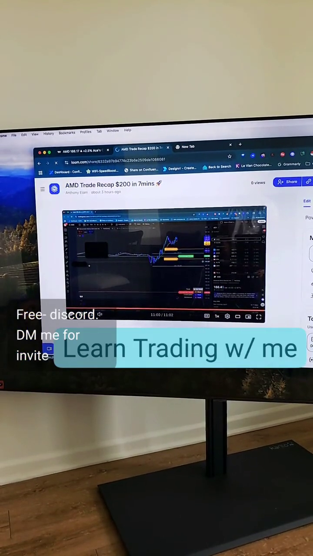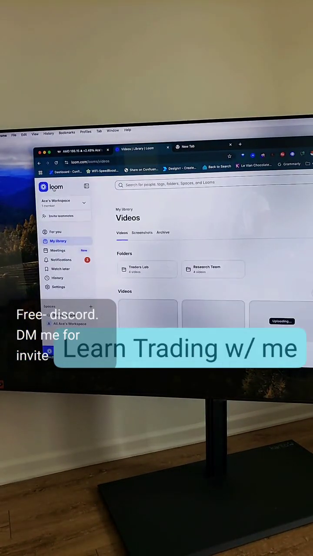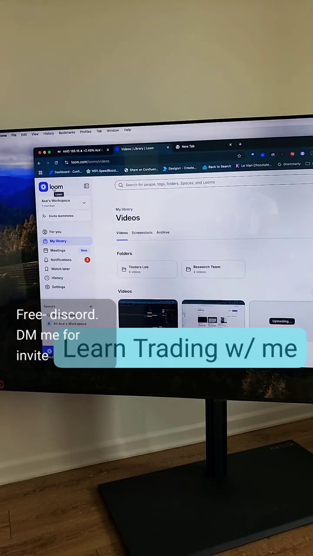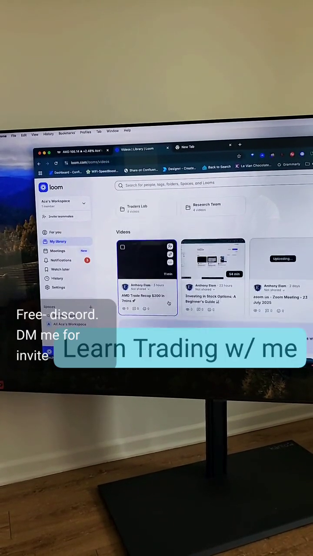This is the application I'll be sending you all the replays from, because if I just sent you the recording, they're pretty long. They're like an hour long, sometimes even 2 hours, and you may be looking for something specific or a specific segment. So I found this application, and I'm paying for it so I can provide a better experience for you.